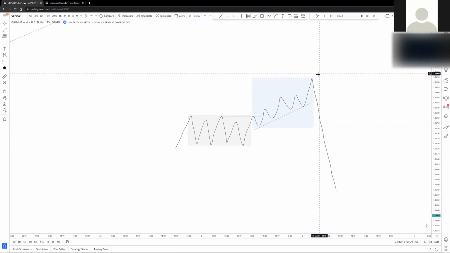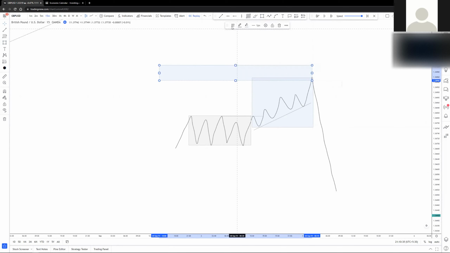But what happens with London Open? They will reverse. And what they're really doing is reaching a key level of resistance. Now, when I say resistance, not the YouTube support and resistance stuff. I mean a key price level, or a high probable order block.